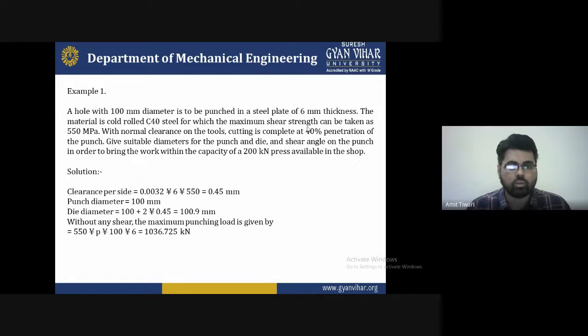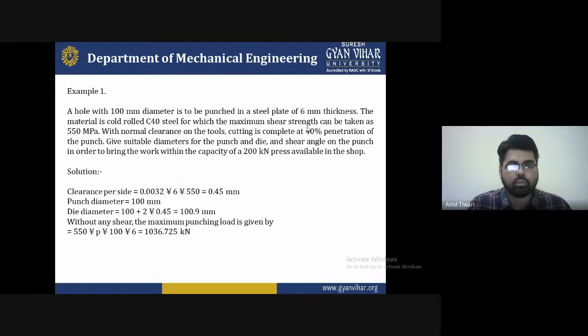So what is the solution? First of all, we can put in the value of the clearance per side. The clearance per side is 0.0032 × 6 × √550, which equals 0.45 mm. So it is obtained from the C40 steel with maximum shear stress 550. That means 0.45 mm is the clearance per side.